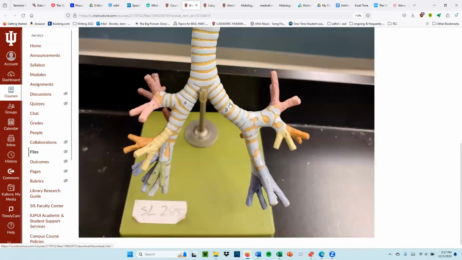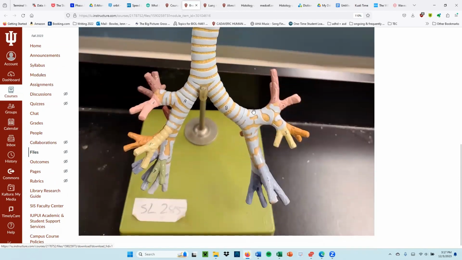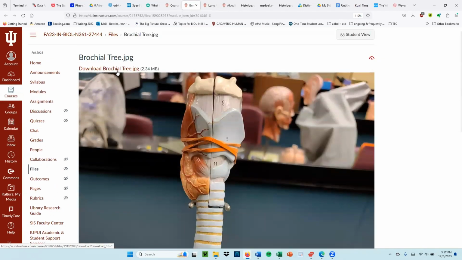How do you feel about the bronchial tree? If we could go over that and maybe a picture of the lung model as well.